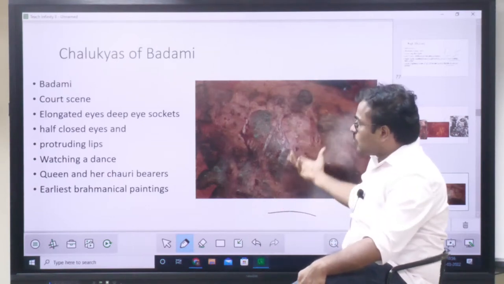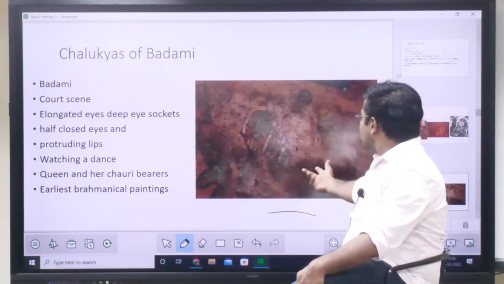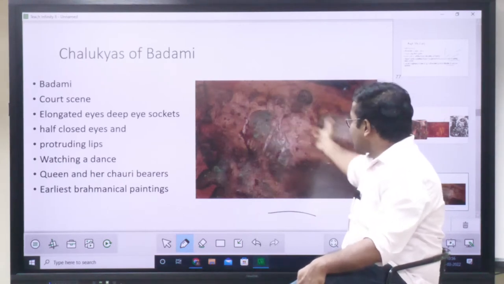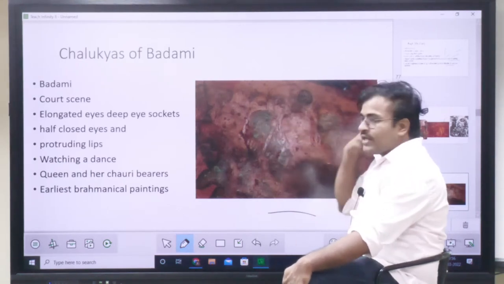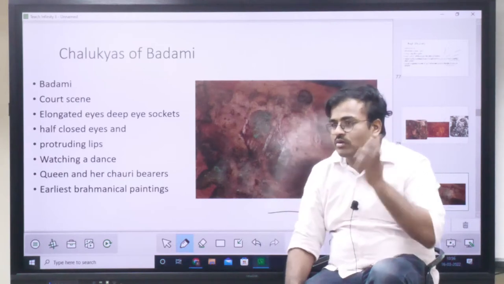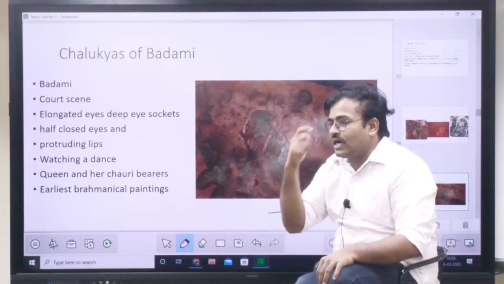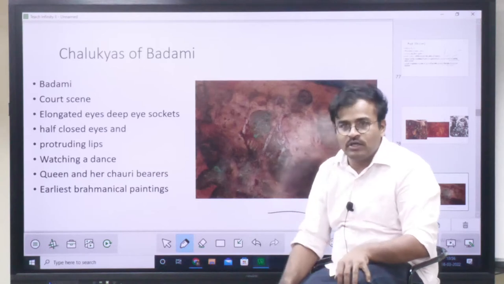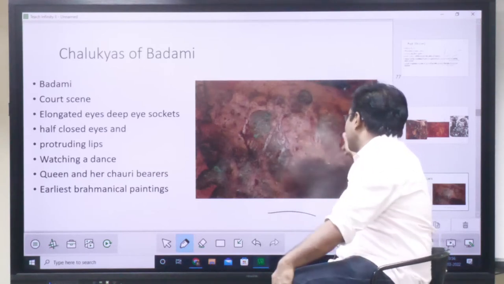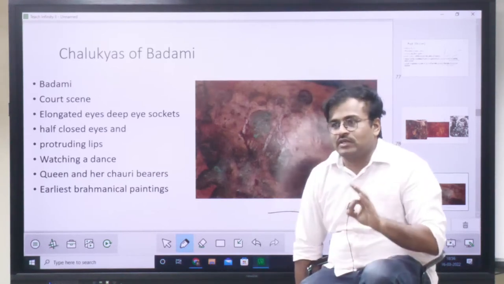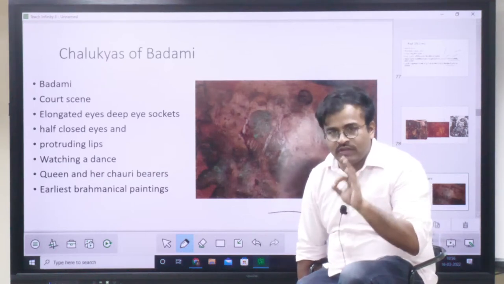This is the story of the queen and her chauri bearers. Chauri bearers means her attendants. This is the queen. She is wearing huge earrings, then eyes are half closed and drooping, protruding lips. All of these are part of the Chalukyas of Badami painting tradition. Just remember that the Chalukyas of Badami also have a painting tradition of their own.